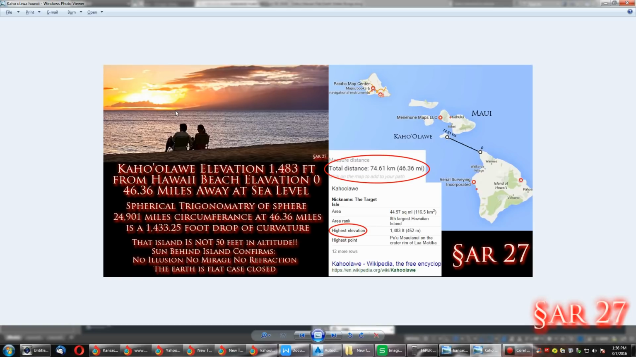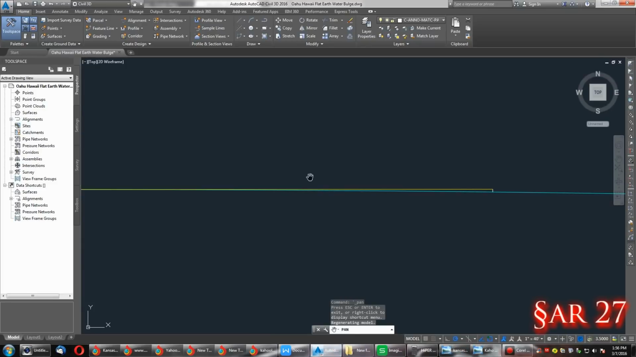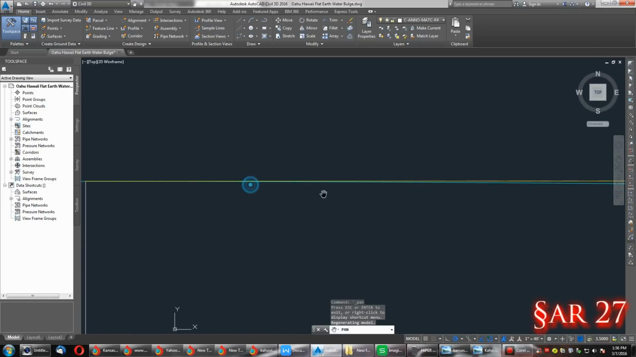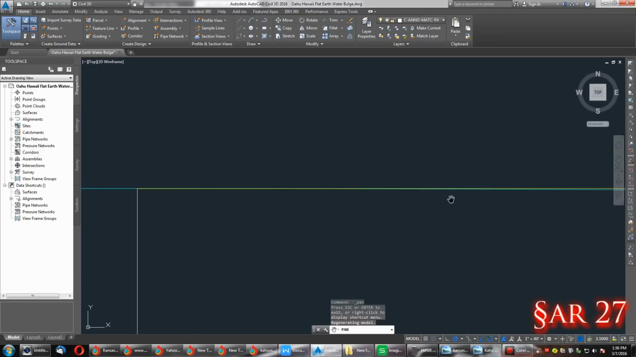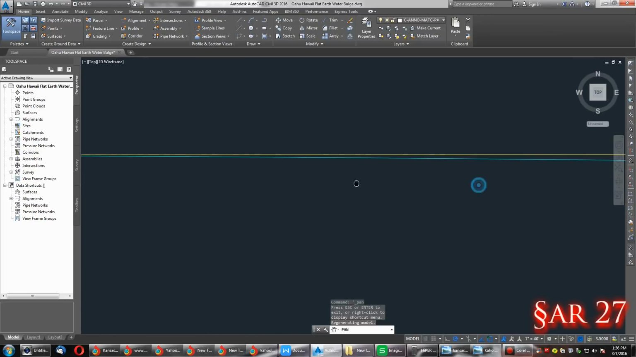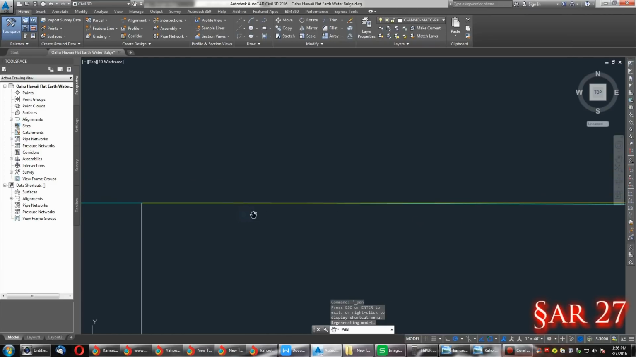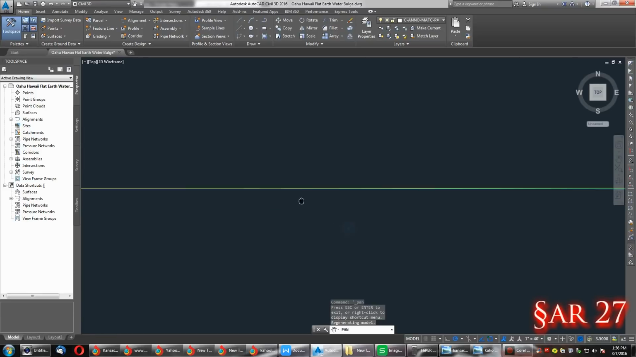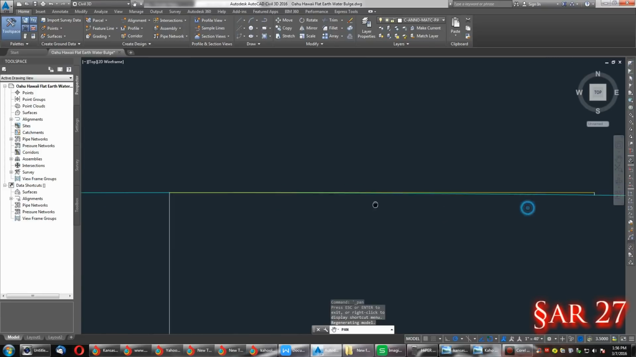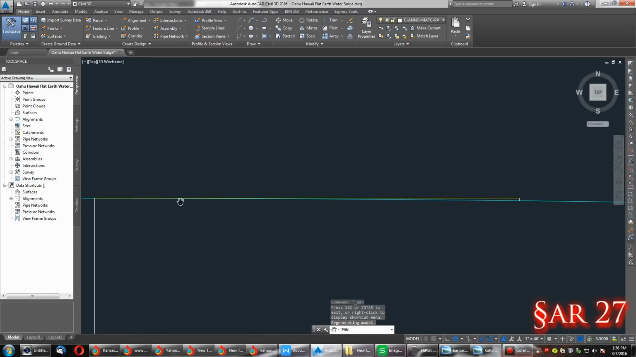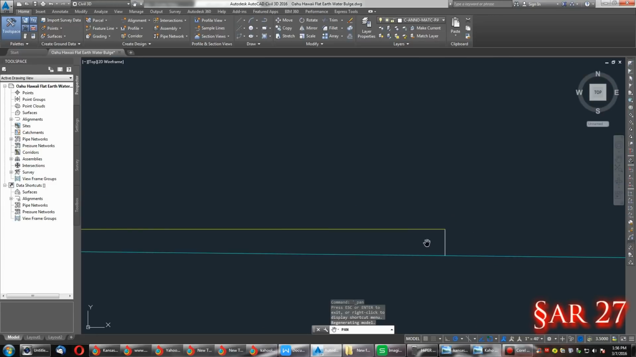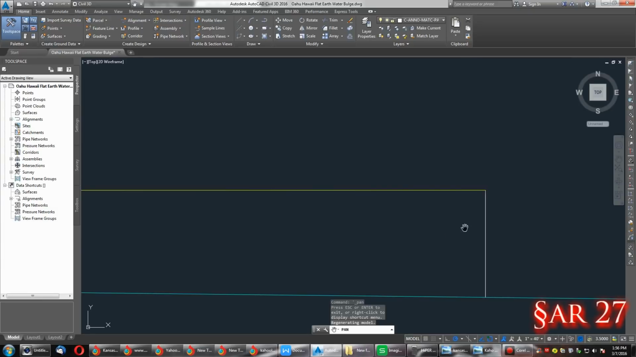Now we go back and look at the round Earth, just look at how much is in the way. Look at that. That much. There's hundreds and hundreds of feet of curvature of the water in the way of this island, and then it's only 50 feet.